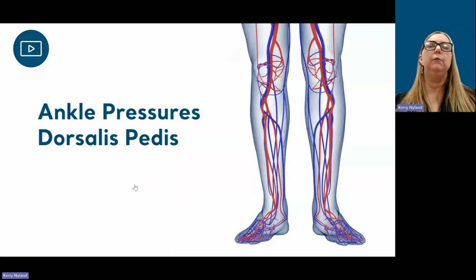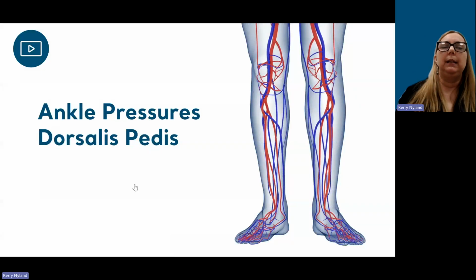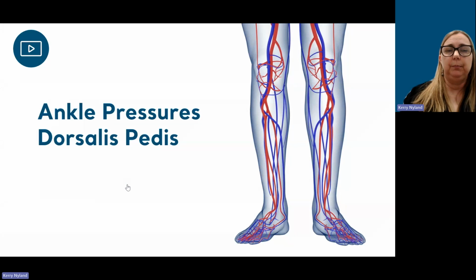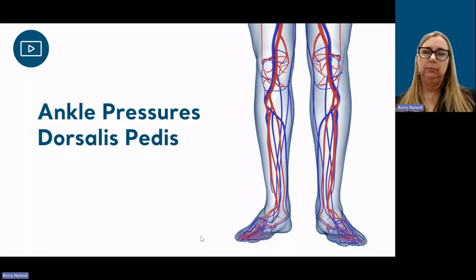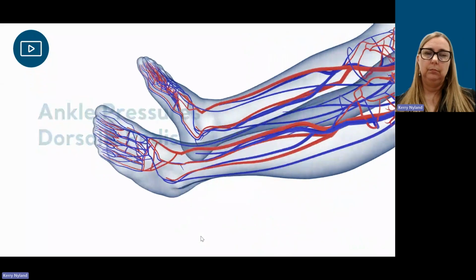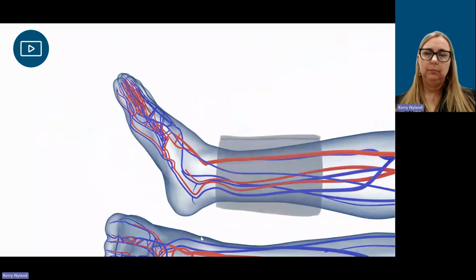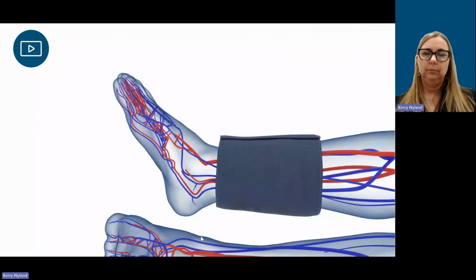So you've taken your brachial readings and you're going to record the highest of your brachials, and then you're going to take the ankle pressures. Then the ankle systolic pressure is determined from both the dorsalis pedis and posterior tibial arteries. The cuff is placed around the leg just above the ankle.